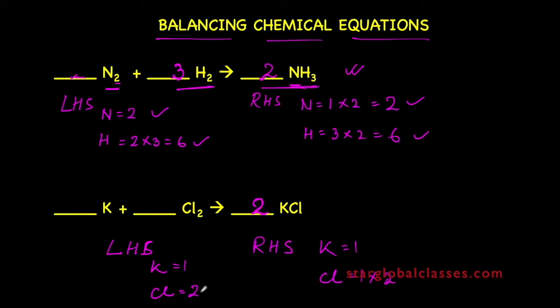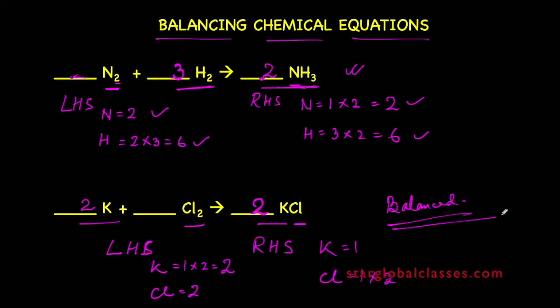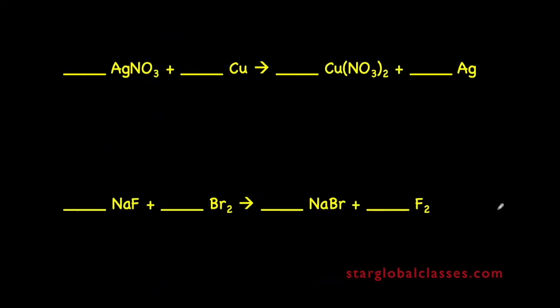It is balanced. But when we multiply this by 2, potassium also becomes 2 on the right hand side, but on the left hand side it is only 1. So now we need to multiply this by 2. On the left hand side potassium became 2, on the right hand side it is 2, chlorine on the left hand side is 2, and chlorine on the right hand side also became 2. The equation is now balanced. This is how we balance a chemical equation. We'll see some more equations.